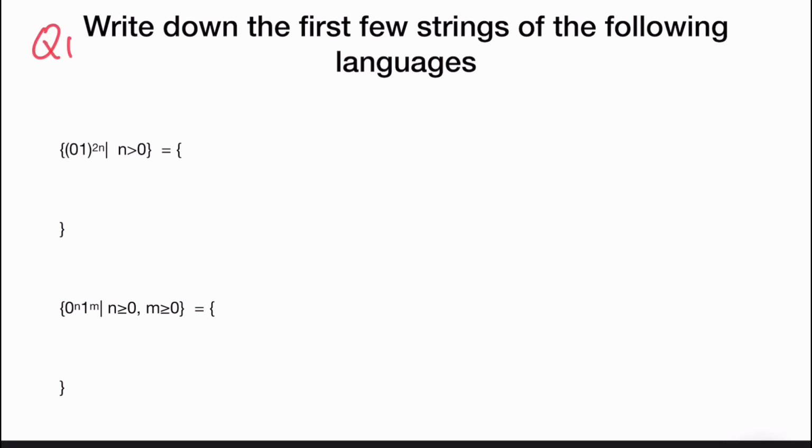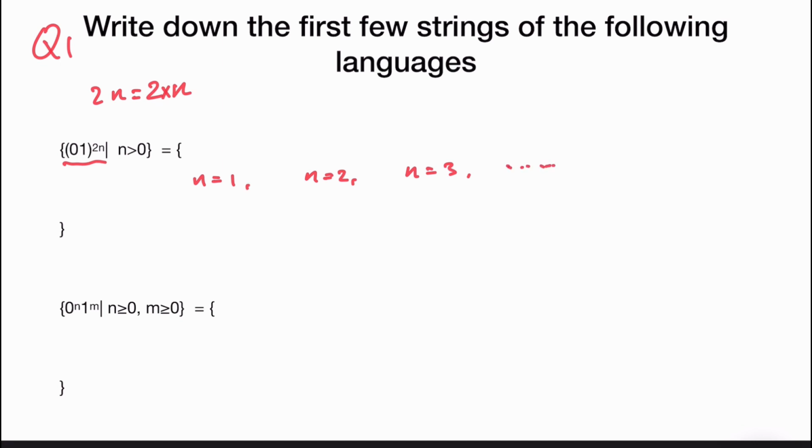Question 1. Write down the first few strings of the following languages. We have two set builders here. Let's work them out one by one. First one, look at the pattern. It says you repeat 01 n times. Here 2n means 2 multiplied by n. Just make notes here. What if n is 1? What if n is 2? n is 3, etc.